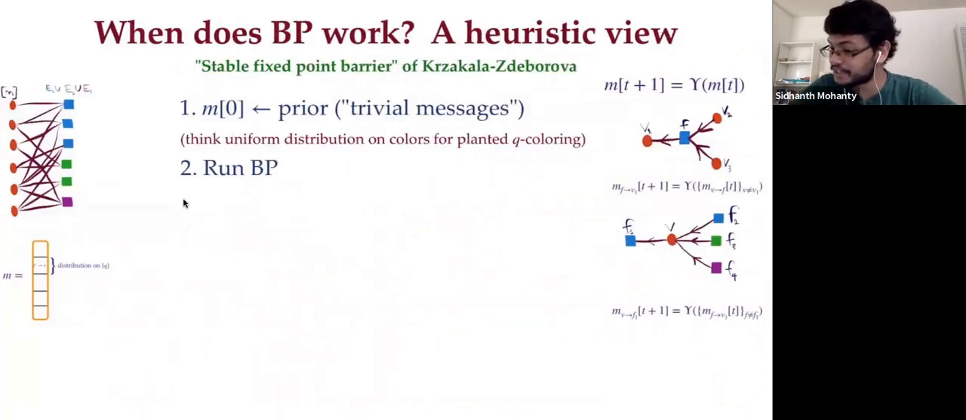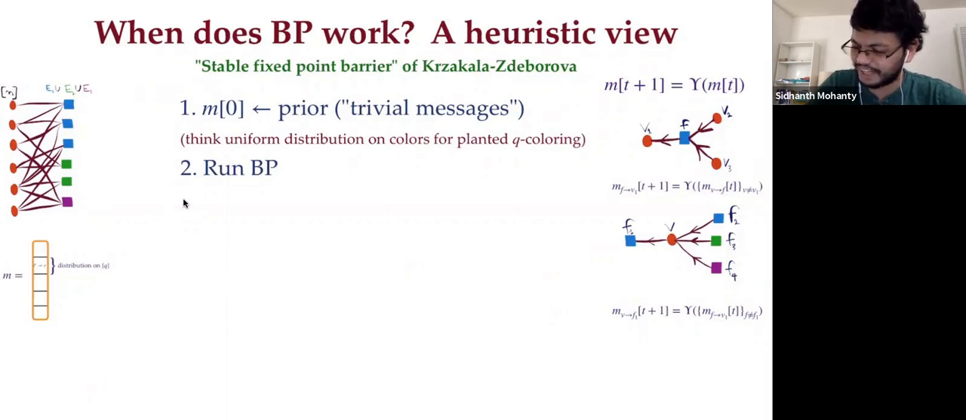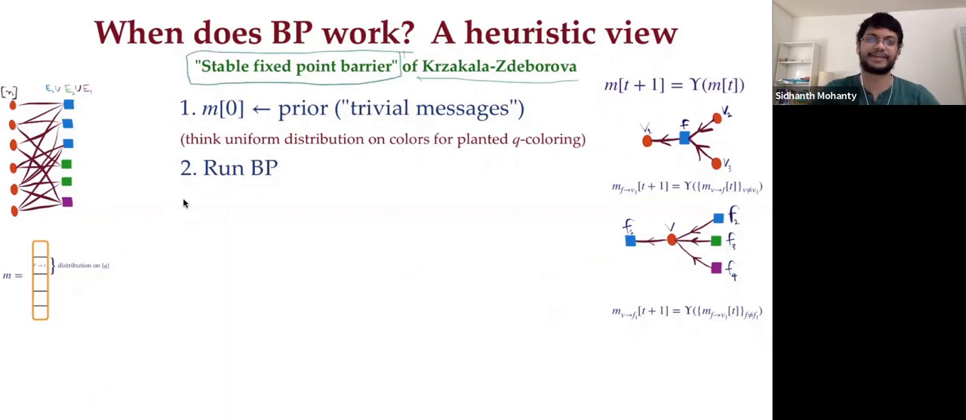Okay, but the issue with belief propagation is that it's really difficult to analyze rigorously when your graph is not a tree. There is a heuristic view on when belief propagation actually works, first posited in a paper of Krzakala and Zdeborová, and we call this heuristic, this method of predicting hardness, the stable fixed point barrier. Now let me try to give an overview of how this heuristic works.